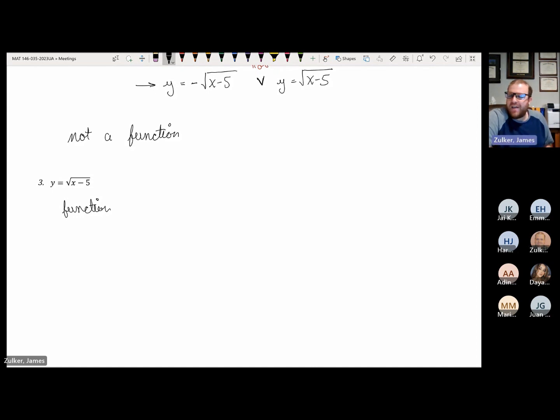In fact, for here, you wouldn't be able to have x being less than 5, because that would give you the square root of a negative number, which is complex. For now, we're only considering real values.